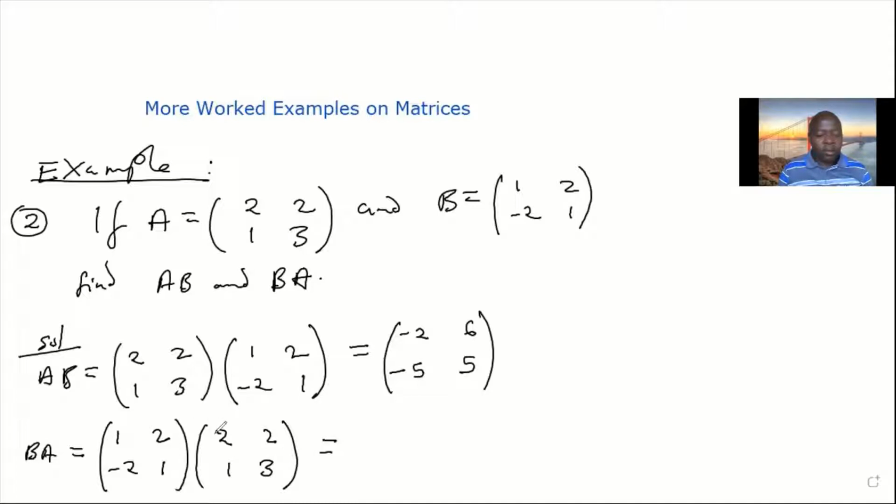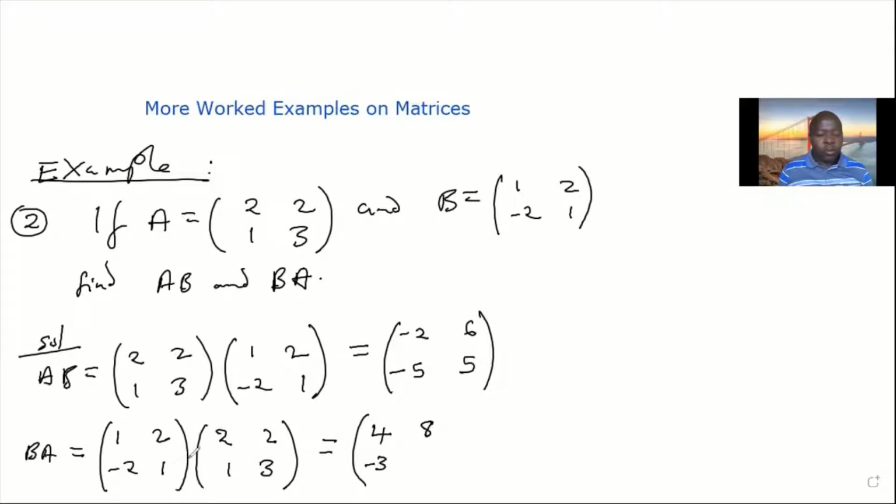1 times 2 is 2, and then 2 times 1 is 1. So I have this 2 times that 2, which is 4. Then this times that will be 2, this times that will be 6. So 2 plus 6 will be 8. Then this negative 2 times this 2 will be negative 4. 1 times 1 will be 1. So negative 4 plus 1 will give us negative 3.